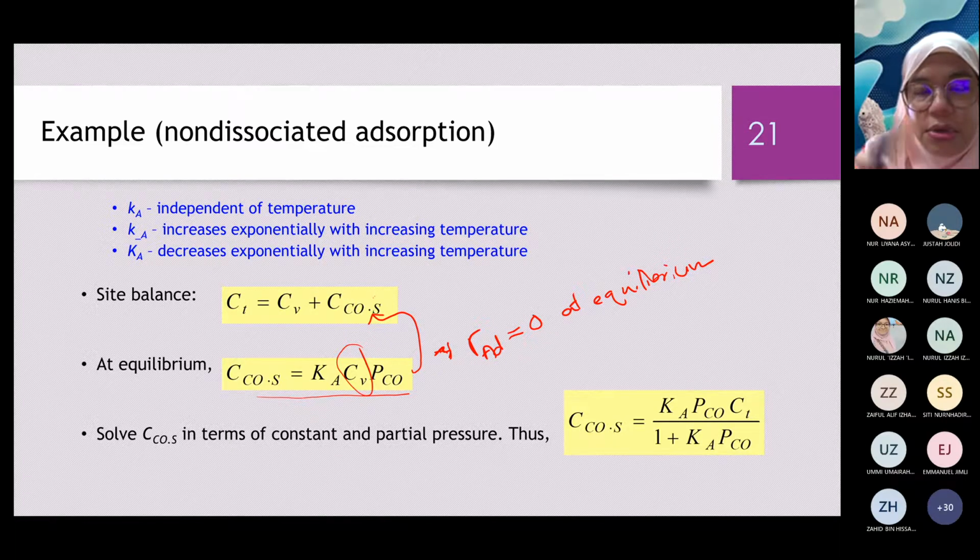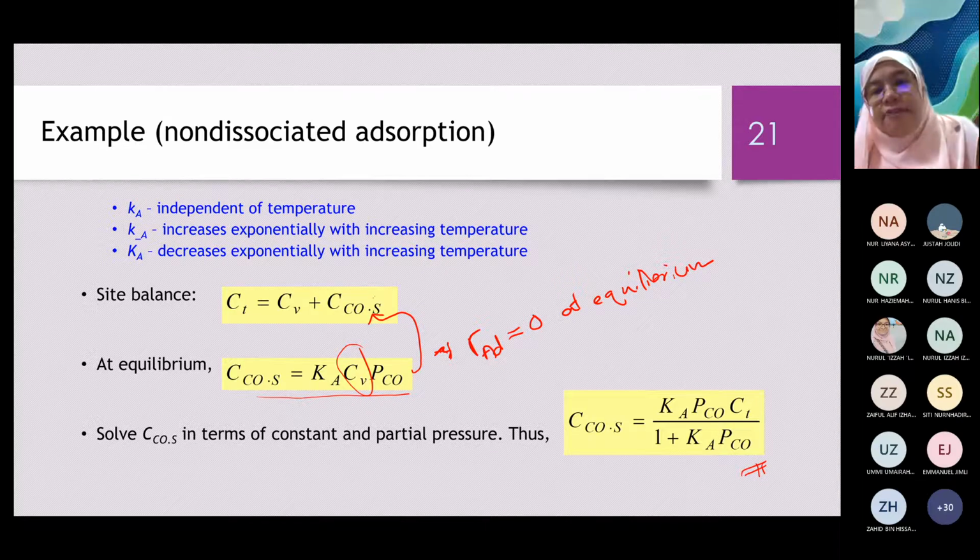Okay, ganti masuk and then rearrange for CV. Later, CV tu, you need to substitute it into this equation, the adsorption equation, adsorption isotherm. Then you will get it as this equation.